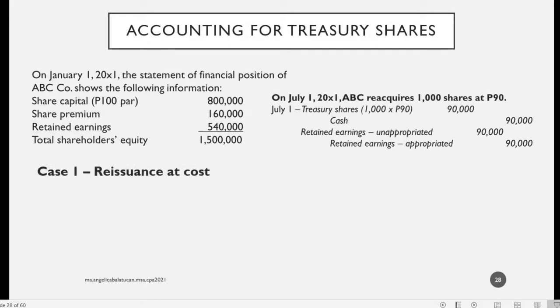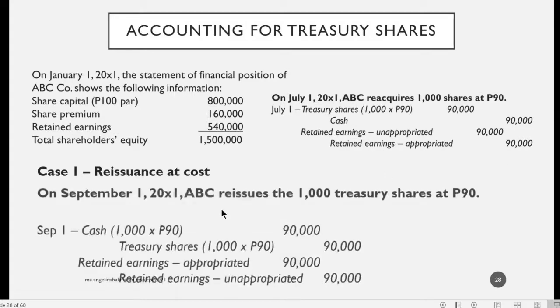Next, what if we resell this share? Gibaligyan na sa nato at cost. So on September 1, ABC reissues the 1,000 treasury shares at cost. So debit cash, that's 1,000 times 90, and credit treasury shares, 90,000. Then, what we're going to do is we will reverse the retained earnings. Diba? Previously, debit na to ang unappropriated, credit ang appropriated. So, kanibalihon, i-reverse lang na to siya.